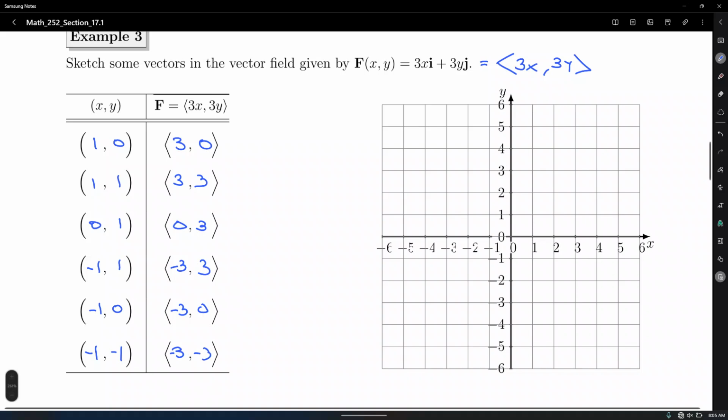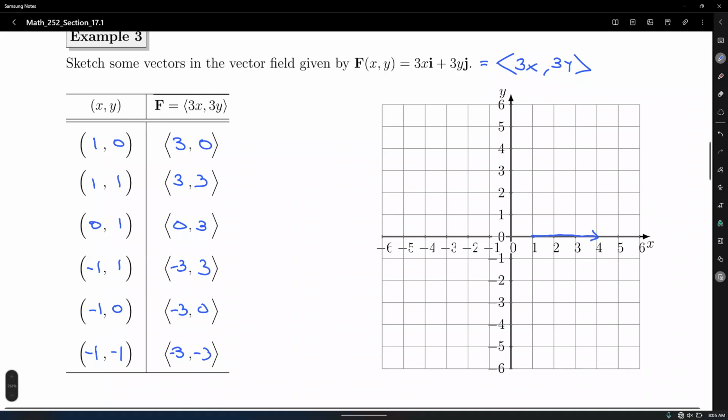So let's sketch these vectors using those ordered pairs, those points, as points of reference. Again, when we plot vector fields by hand, we go to these ordered pairs, and that's going to be our starting point for the vectors that we have in the second column. So for instance, I'm going to go to the point (1, 0), and from here I'm going to plot the vector (3, 0). That is, from here, 3 units in the x direction but no units in the y direction. So that's just going to be this vector here.